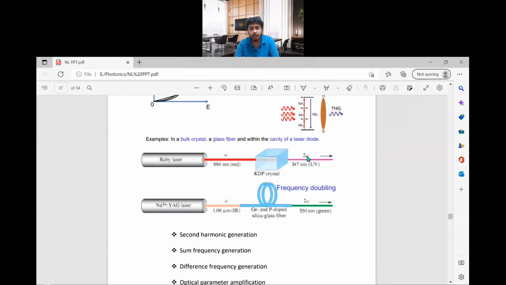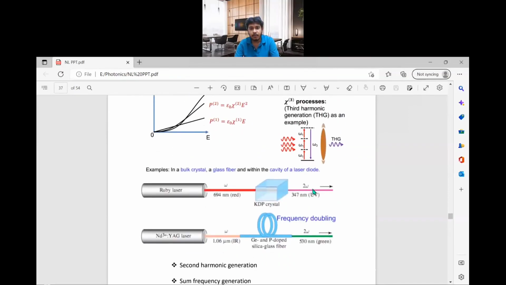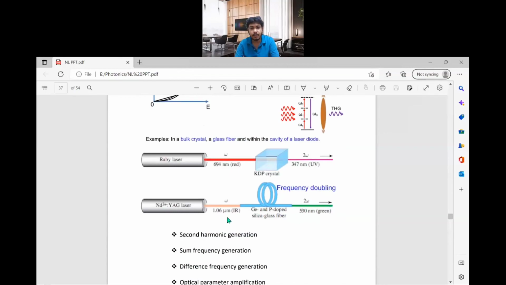Second harmonic generation is the frequency doubling property. It is shown here, where a ruby laser is shone on a KTP crystal. This crystal will react non-linearly with the laser light. So you'll get red laser light at 694 nanometers as input, and at the output you will get 347 nanometers. So it's a frequency doubler. The same thing will happen if you shine the laser light of a neodymium yttrium garnet laser, 1.06 micrometer, on a germanium and phosphorus doped silica fiber; you will get frequency doubling also.